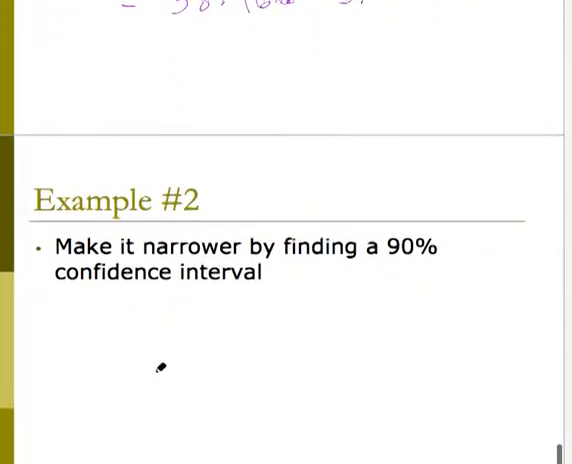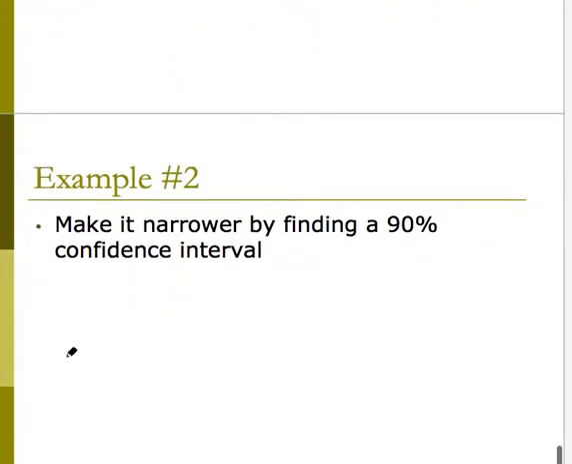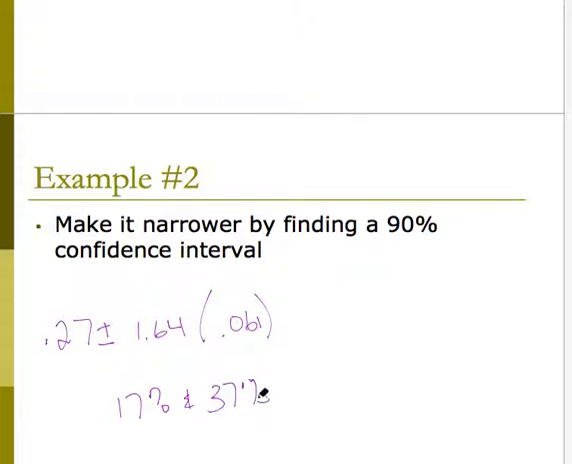Okay, we made it. It's narrower now. So we have 0.27 plus or minus, using the number on the chart, 1.64. And I know from doing the previous problem that what was under the square root was 0.061. That ends up being between 17%. The order of the numbers really doesn't matter if you want to go from the smaller to the bigger or the reverse of that. Between 17% and 37%.